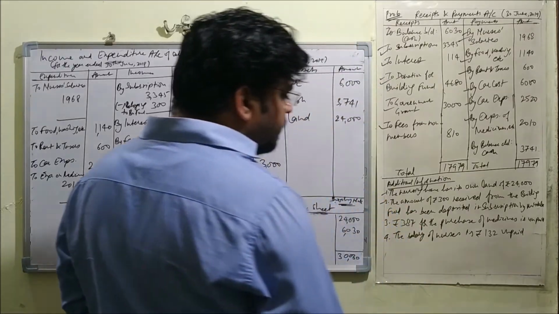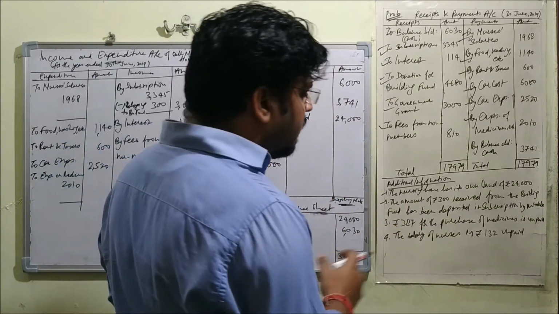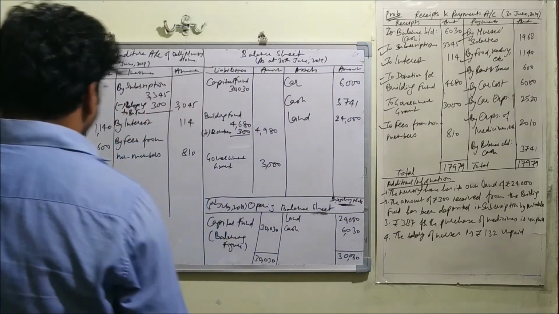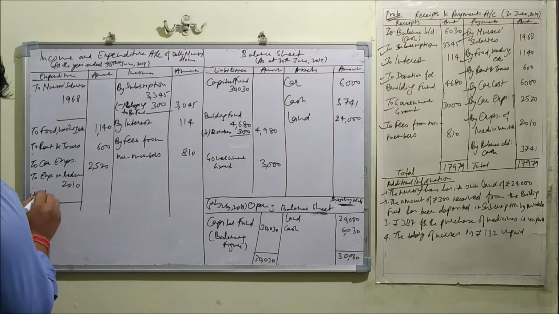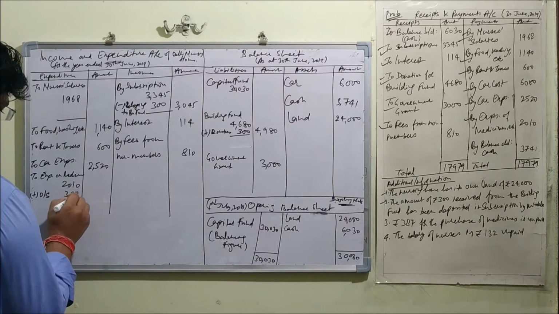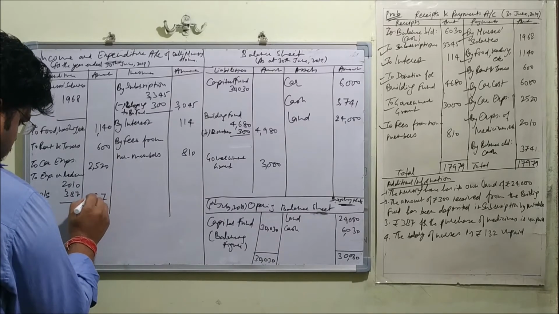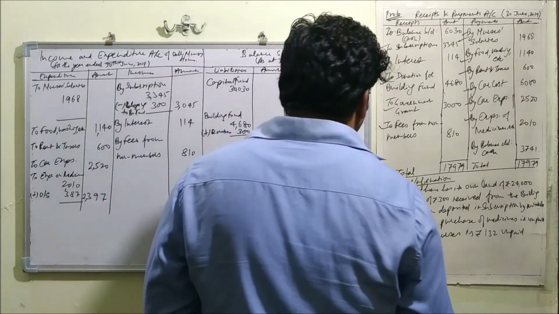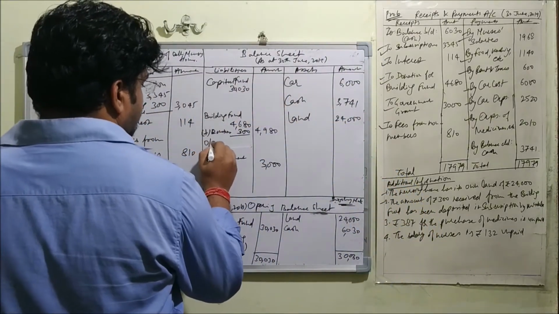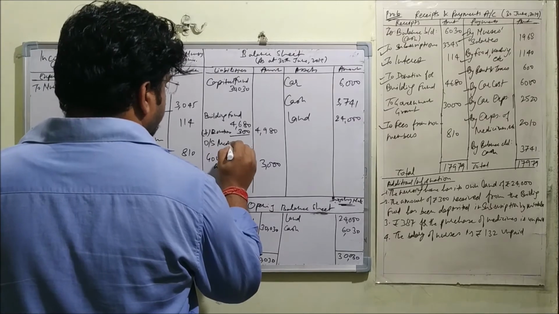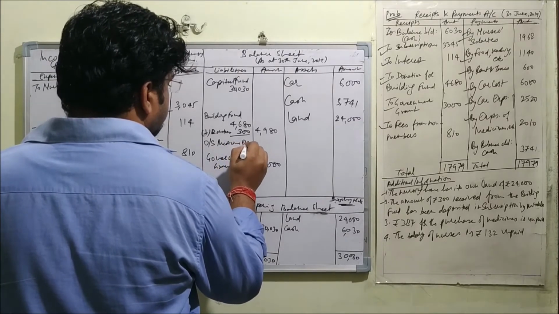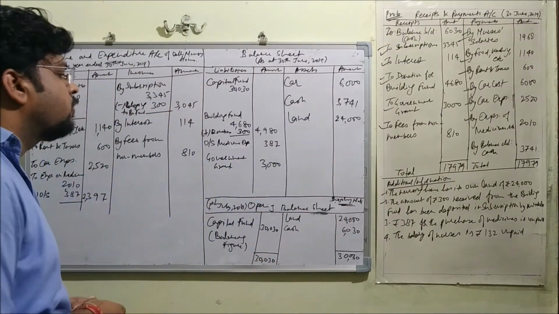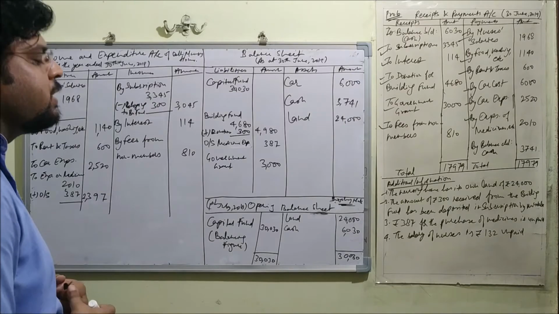Now 387 for the purchase of medicine is unpaid, so it is outstanding. As it is outstanding, it will be added. So we'll add it here. Outstanding 387. How much does it come out? 2,397. And it is an outstanding liability, so it will be mentioned here as well. Outstanding medicine expenses, 387. You can see the format of the balance sheet. You will find the outstanding liabilities here.